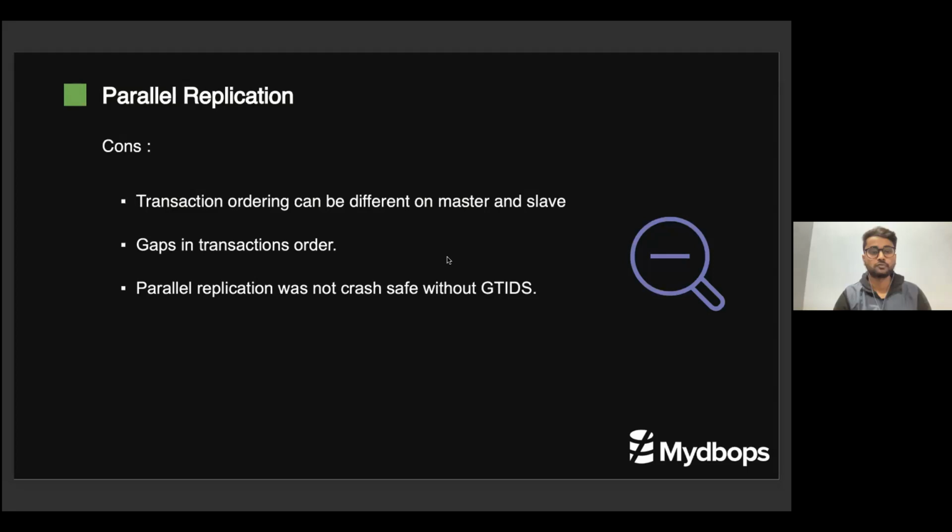Parallel application was not crash safe without GTID. If it's normal file and position based replication, then when the server crashes, there is a chance some transactions will be missed. If it's GTID, it will compare the GTID executed position, so there is very little chance that any transaction gets missed during the crash, because already executed GTIDs are tracked, and it will compare the position between master and slave.